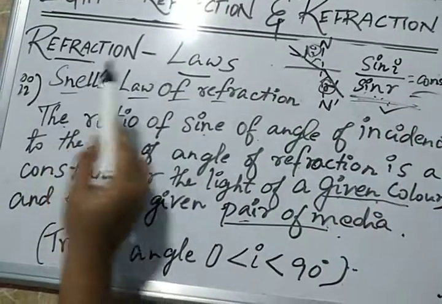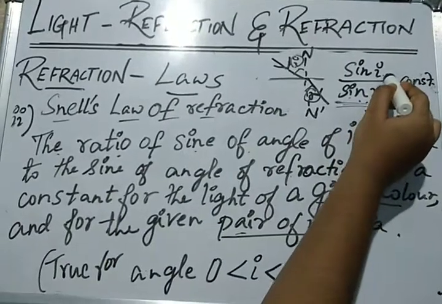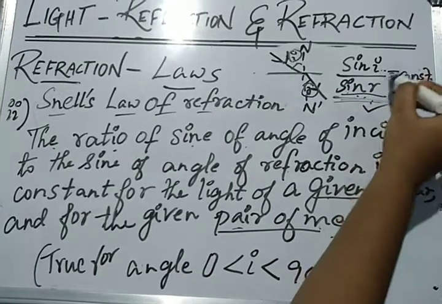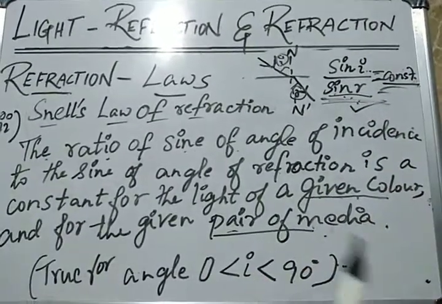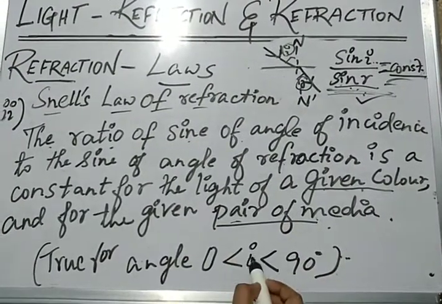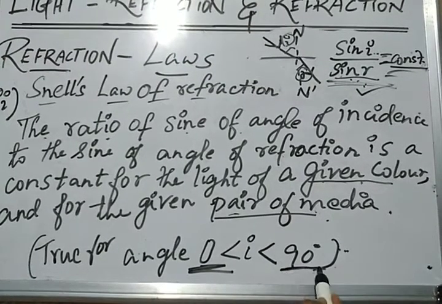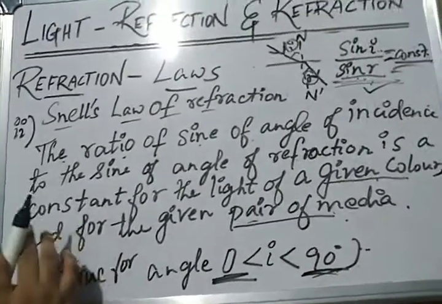Snell's law of refraction says that the ratio of sine of angle of incidence to the sine of angle of refraction is a constant for a given color and for the given pair of media. But this is true when the angle of incidence is greater than 0 but less than 90 degrees. So that's it for today.